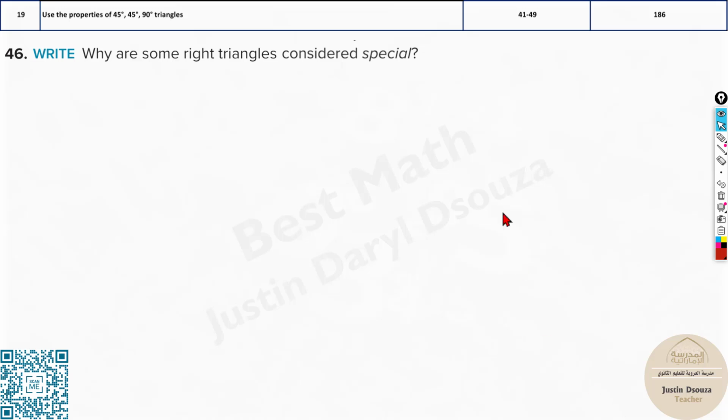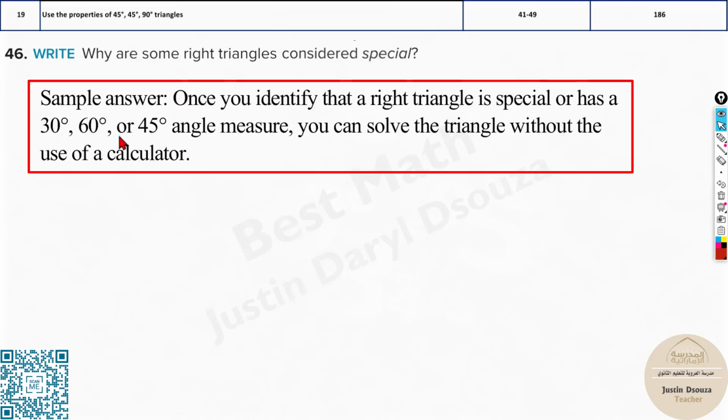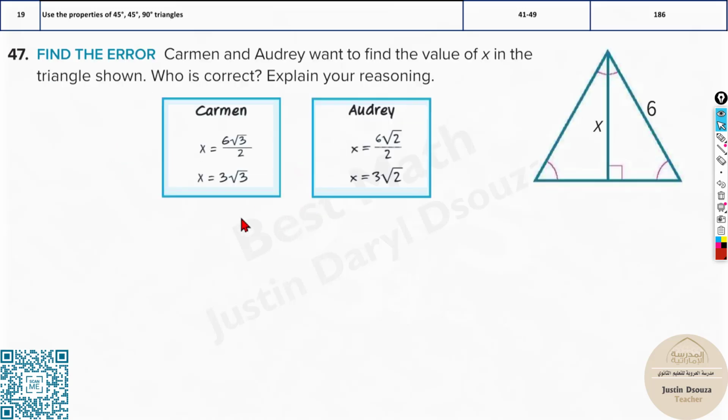Now, why are some right triangles considered special? Because you can easily find the sides without complex calculation. Once you identify the right triangle is special, either it's 30, 60 or 45 degrees, you can solve them without using a calculator. If you want the exact value, you need a calculator, but still you can write it as root 3 times 5 or something like that, right? So without a calculator, you can just use the formulas and write it out.